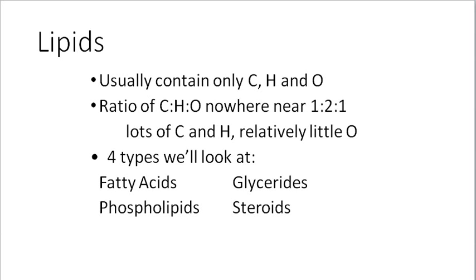Like carbohydrates, most lipids are made only from the elements carbon, hydrogen, and oxygen. They are different from carbohydrates in that the ratio of these three elements is far from 1 to 2 to 1. Lipids have much more carbon and hydrogen and very little oxygen. Unlike carbohydrates, lipids have little or no hydroxyl groups. They have very few to no polar covalent bonds. Therefore, they're hydrophobic. We'll look at four different kinds of lipids.